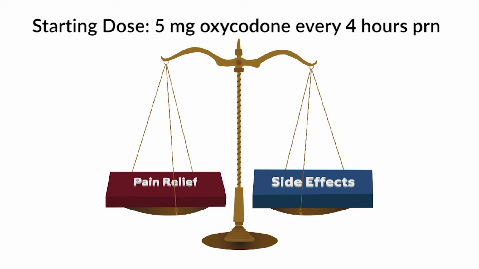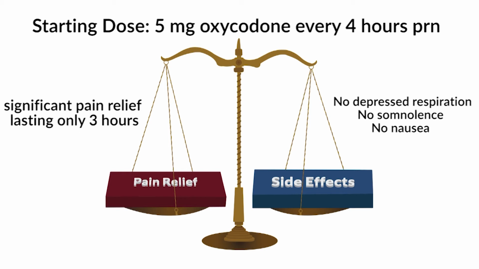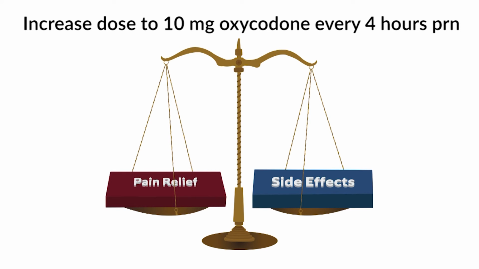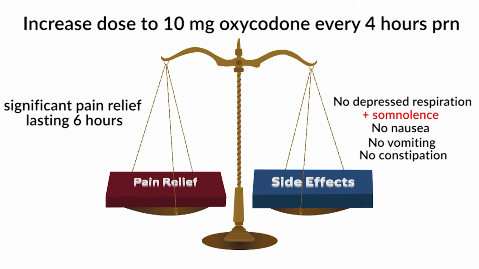You begin treatment with 5 milligrams of oxycodone every 4 hours. This results in significant pain relief, but only lasting 3 hours. There is no depressed respiratory drive, no somnolence, no nausea, no vomiting, and no constipation. In order to achieve more effective pain treatment, the dose is increased to 10 milligrams of oxycodone with the next administration. This results in significant pain relief lasting 6 hours. Although there is no respiratory depression, there's significant somnolence after the dose, but no nausea, no vomiting, and no constipation.